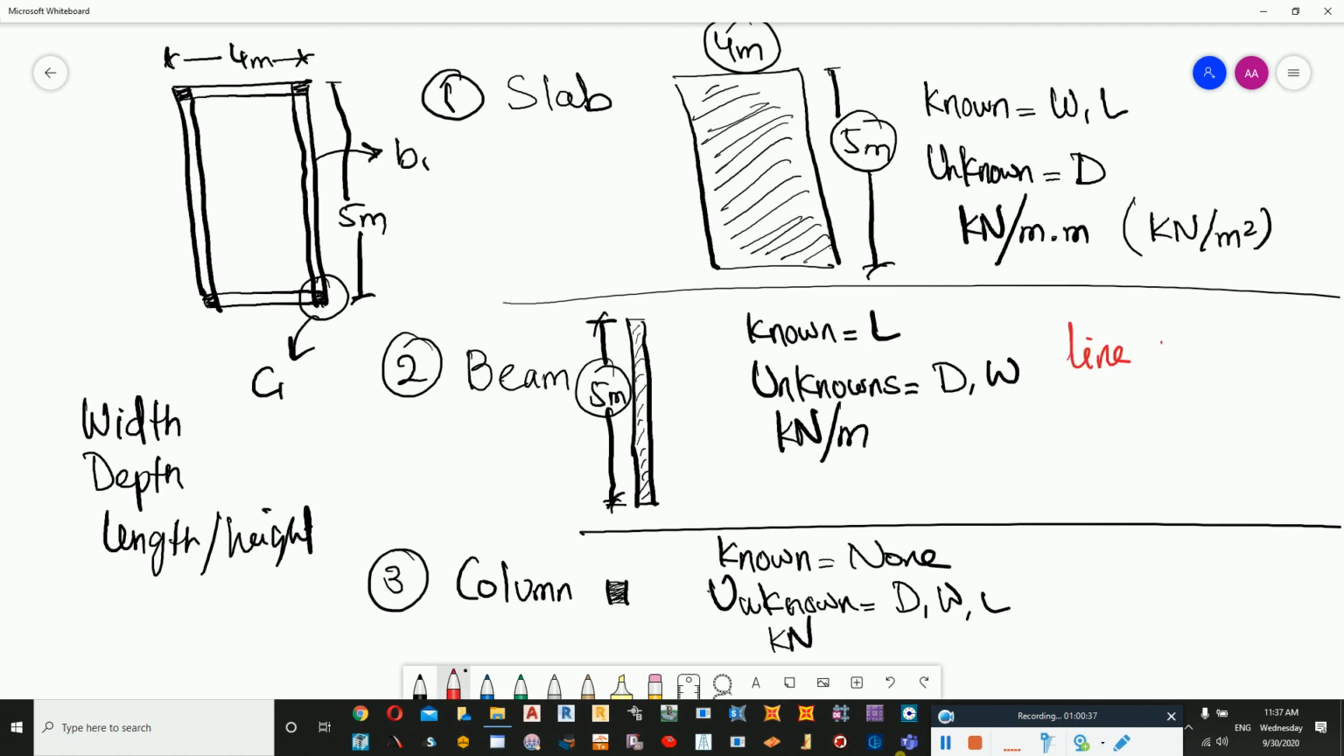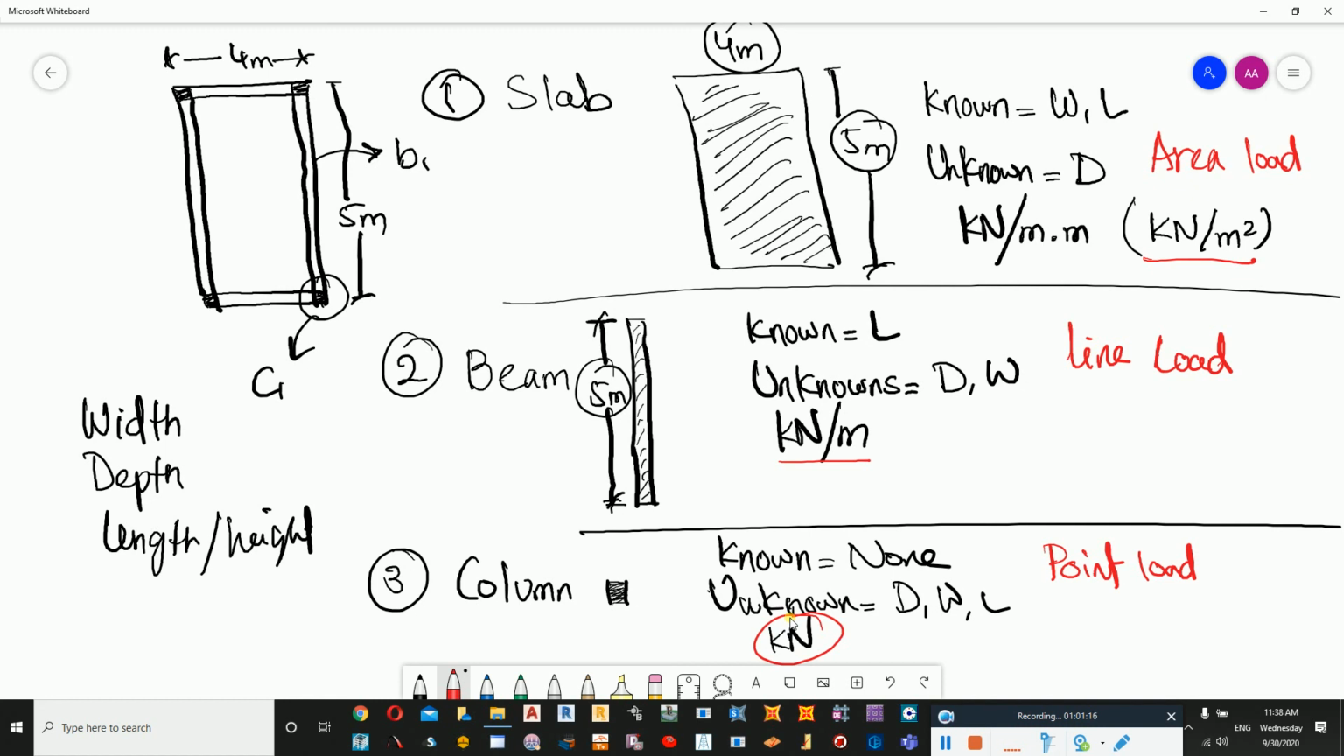So this is representing a line load, and this is representing... for the current, we don't know anything, so I cannot divide it to an area, I cannot divide it to a line, so I just call it a point load because the unit is kilonewton. Here, my load is divided by a line, that's why we call it kilonewton per meter. Here, my loading is divided by an area, that's why we call it kilonewton per meter square.